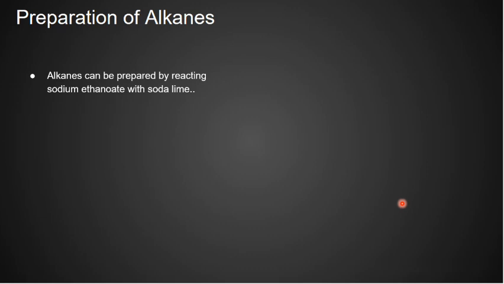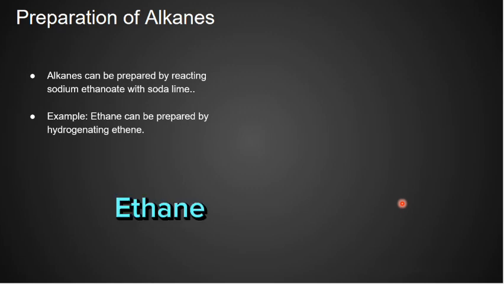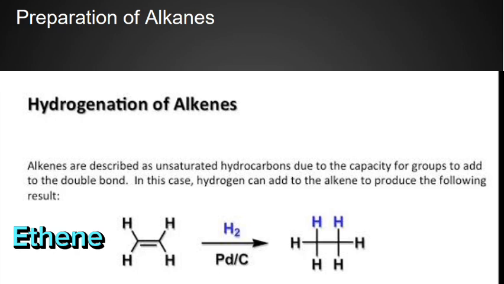Alkanes can be prepared by reacting sodium ethanoate with soda lime. So we are talking about laboratory preparation here. Now, for example, ethane can be prepared by hydrogenating ethene.